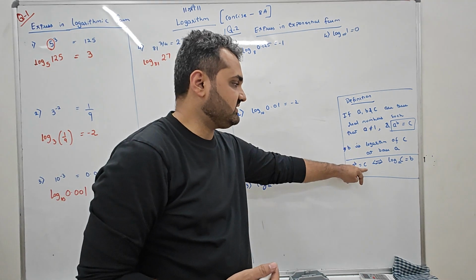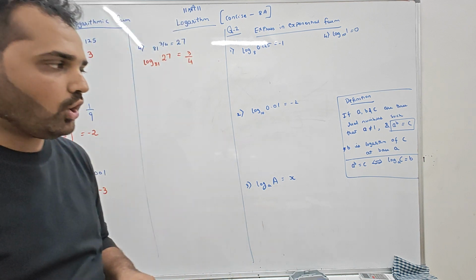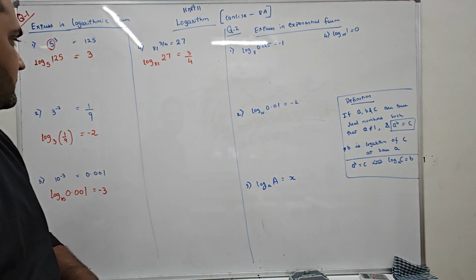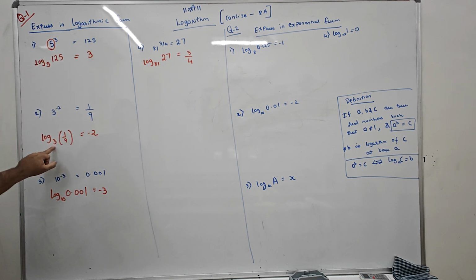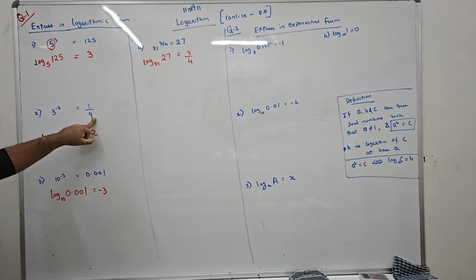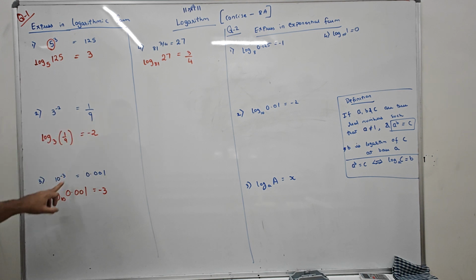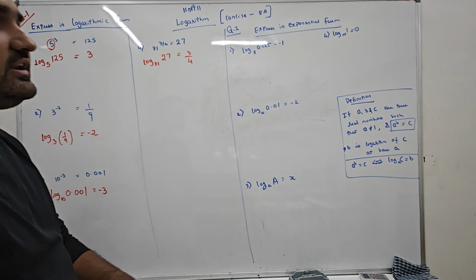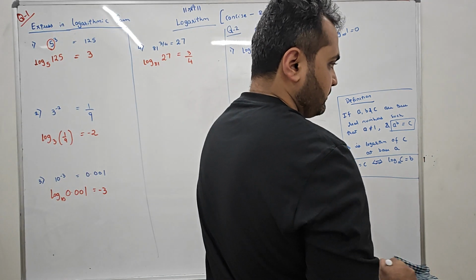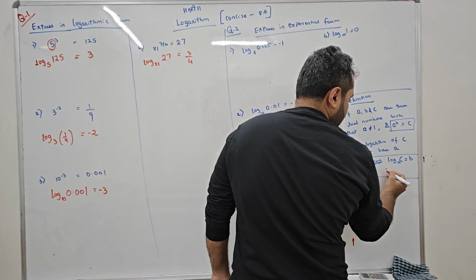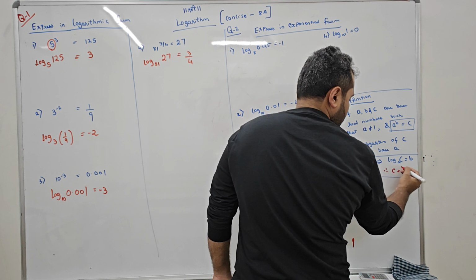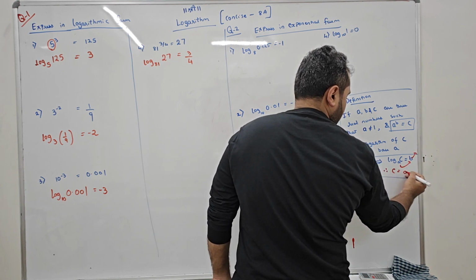If A raised to B is C, then I can easily say log of C to the base A is equal to B. Similarly, I can easily convert log to exponential form. See how I can convert log to exponential form. Can I write it this way? Therefore C is equal to A raised to B.